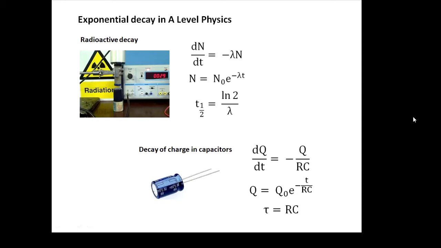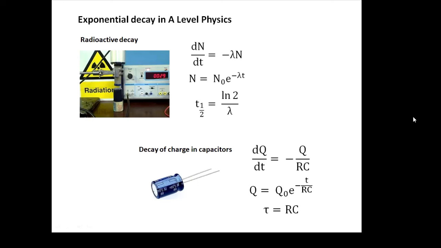A little bit different, but decay of charges in capacitors. dQ/dt equals minus Q over RC. My decay constant here is 1 over RC. R is resistance, C is capacitance. When you do capacitors, this will make more sense, but the equations are of the same form. Q equals Q naught e to the minus t over RC.